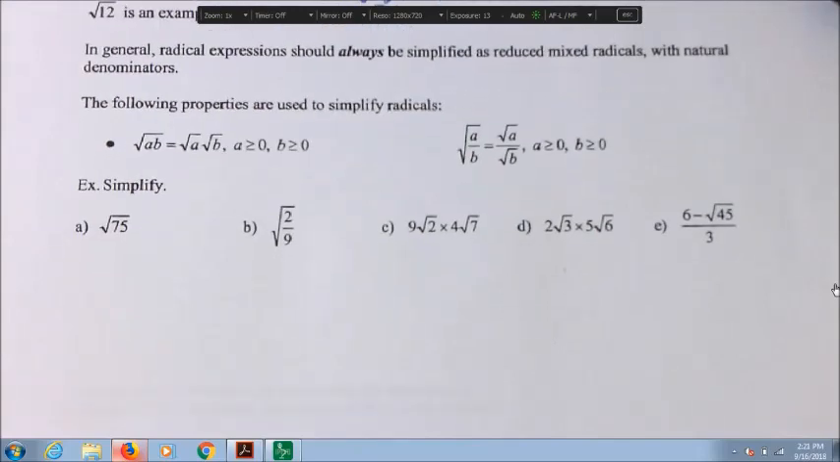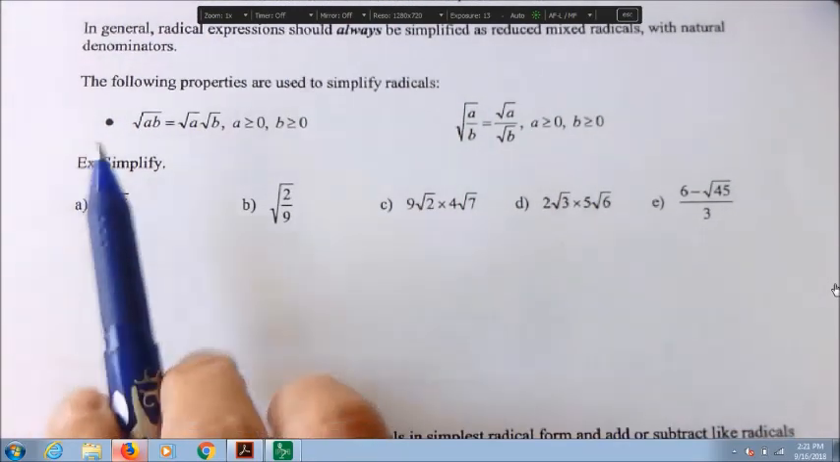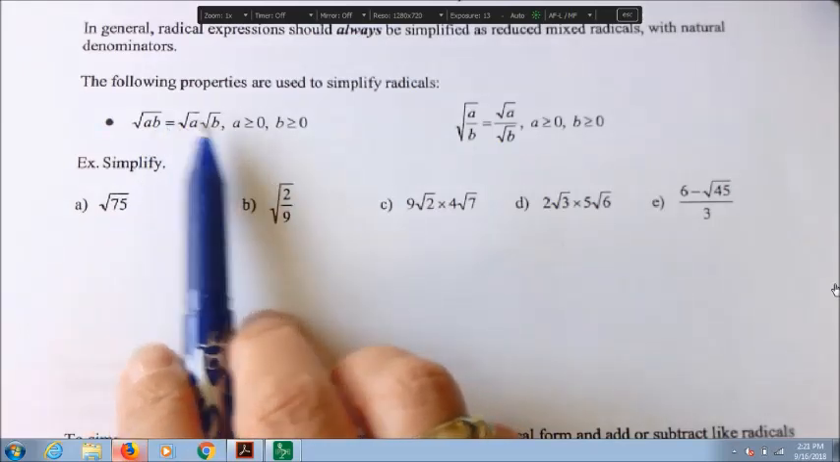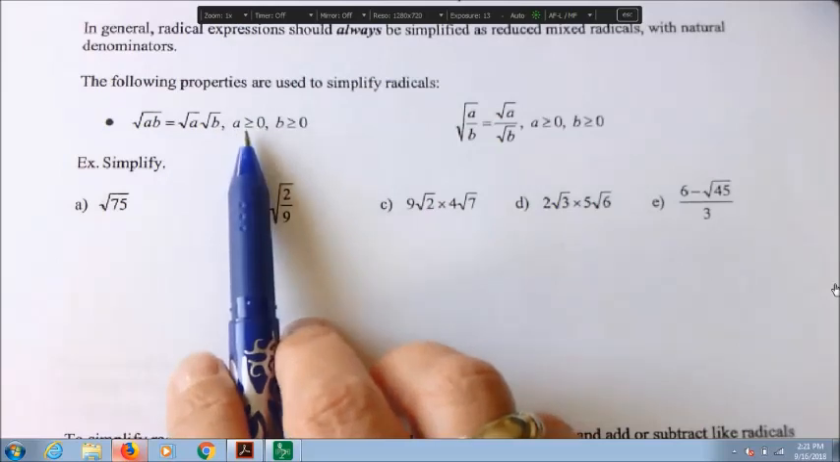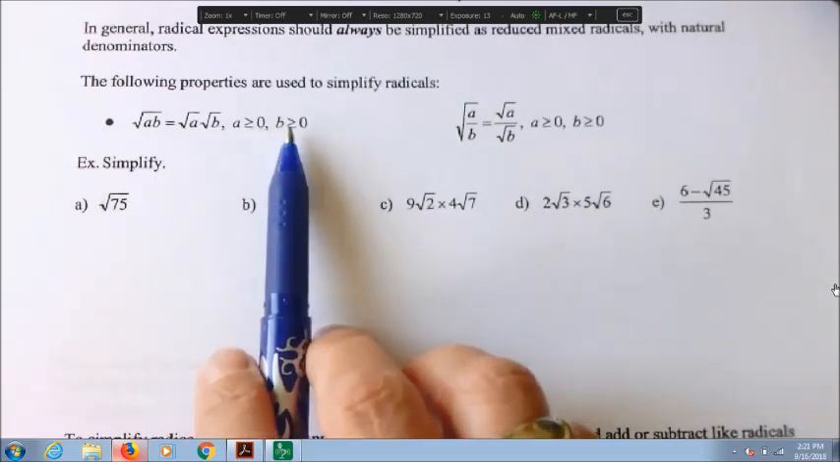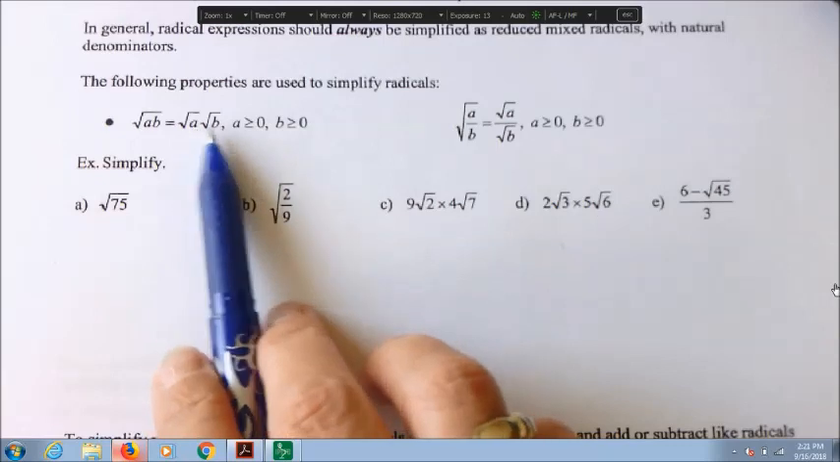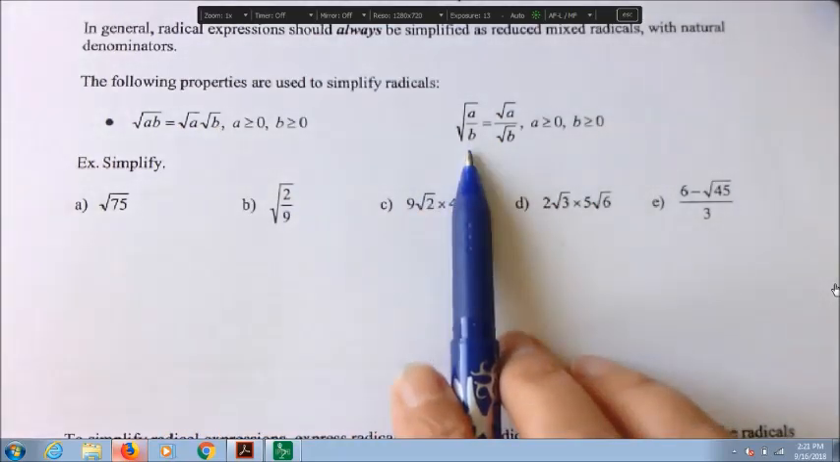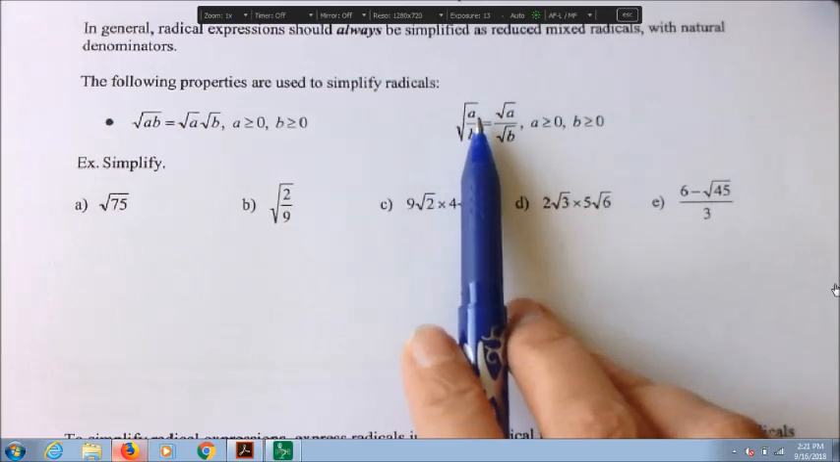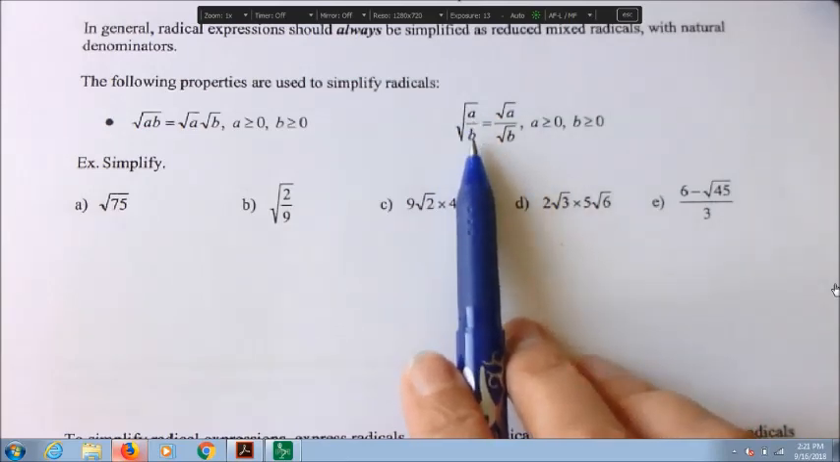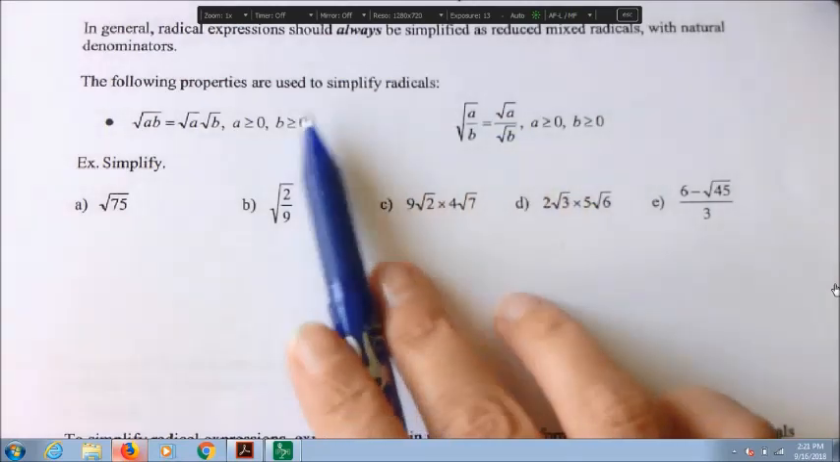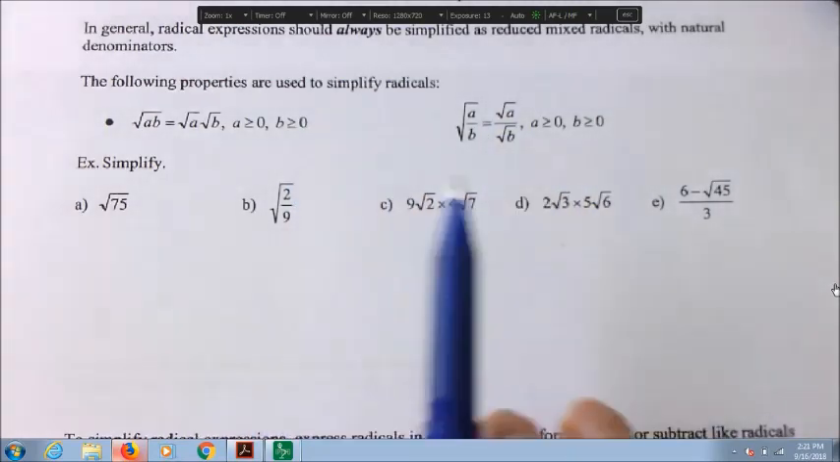So some of the properties are that the square root of a product is equal to the product of the square roots. And it says a greater than or equal to 0 and b greater than or equal to 0 because if a and b were negative, we can't do this because we can't take the square root of a negative number. Similarly, the radical of a quotient, so division, is equal to the quotient of the radicals. Okay, so we're going to use these to simplify some of these radical expressions.